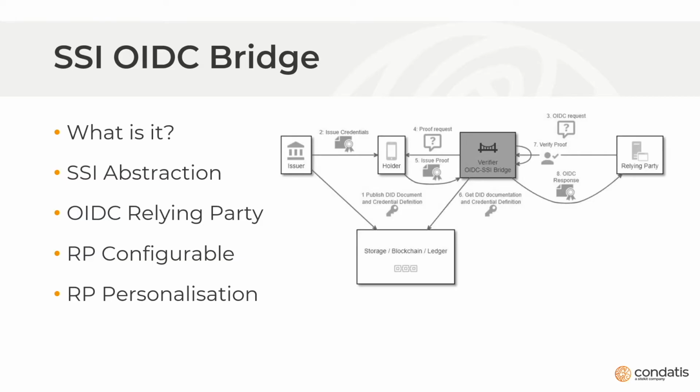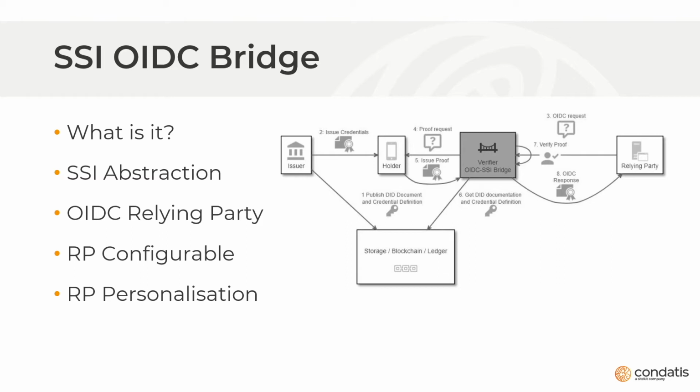Now that we've issued a verifiable credential out to the wallet using the Staff Passport, it's time to have a little look at the OIDC Bridge. The OIDC Bridge is an abstraction layer that allows a relying party to communicate in OIDC with a user that has a verifiable credential that they store within their wallet.